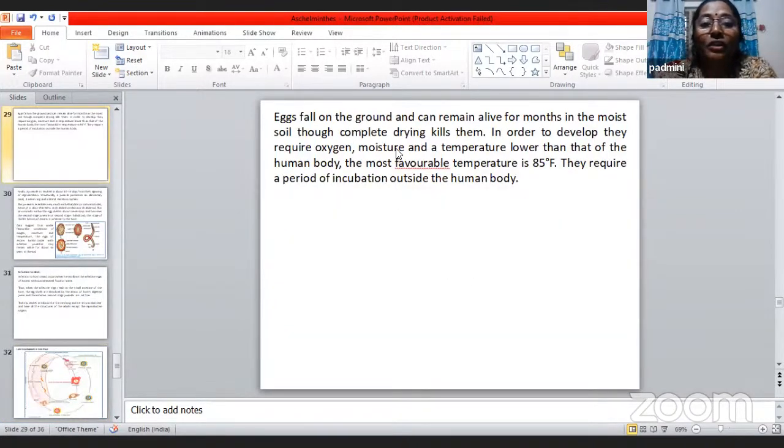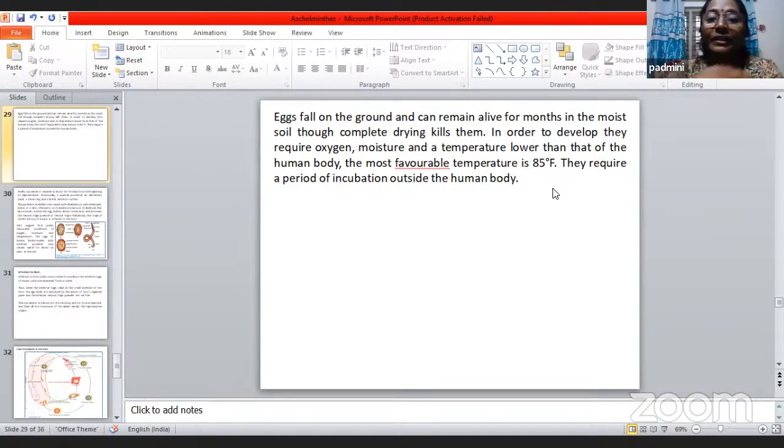The egg falls on the ground and can remain alive for months in moist soil, though complete drying kills them. So they need moist soil. When do they get the best moisture? Definitely during the rainy season and the winter season. But if it is summer, all the eggs are going to perish. Why? Because they cannot survive high temperature. What is the favorable temperature?